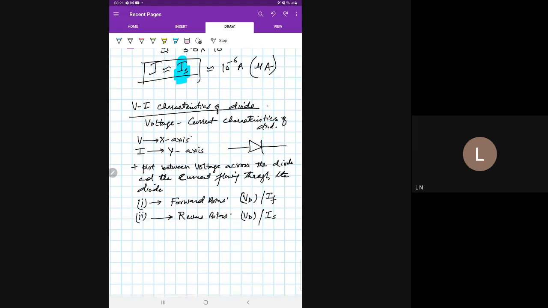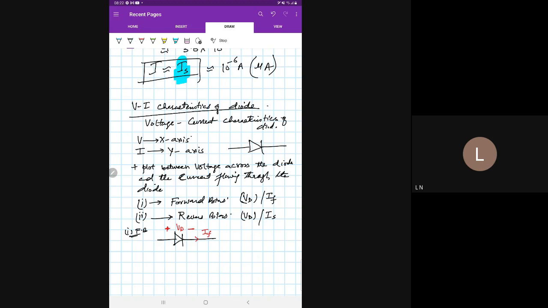Therefore, let us consider we are in forward bias. Case 1, forward bias situation. The voltage across the diode in forward bias, we know that a higher potential is applied on the P side and a lower potential on the N side. The voltage across the diode is VD, and the current through the diode is I of F.